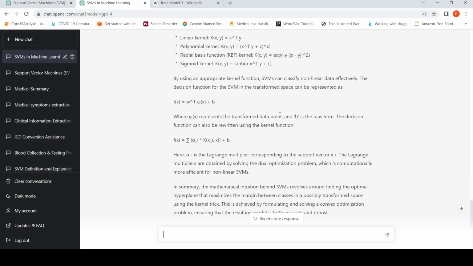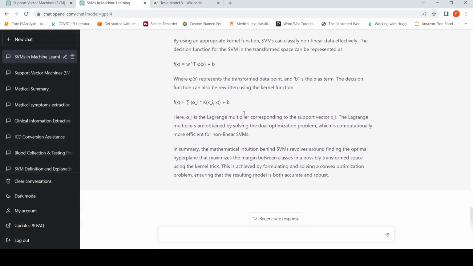There are equations on how, when the kernel space is transformed, the equation of the SVM looks. So that explanation is there over here, and then it gives the summary: the mathematical intuition behind SVMs revolves around finding the optimal hyperplane.